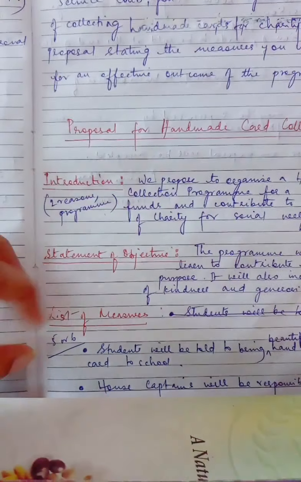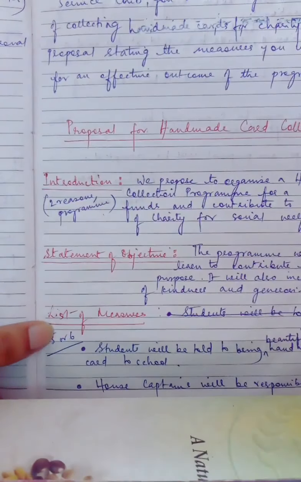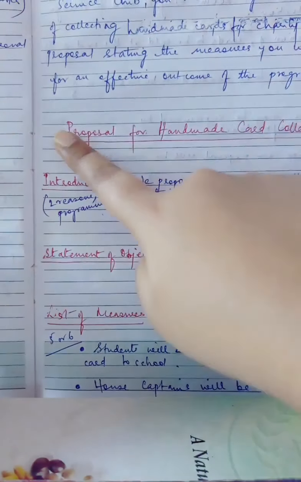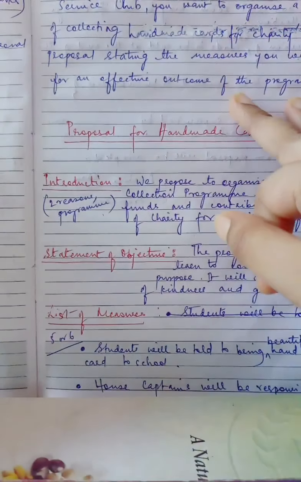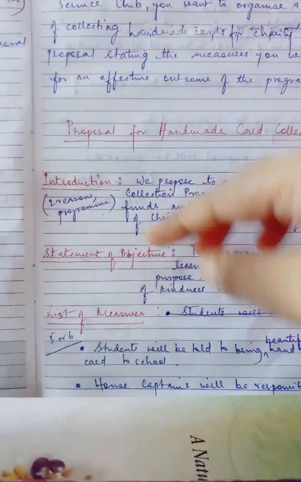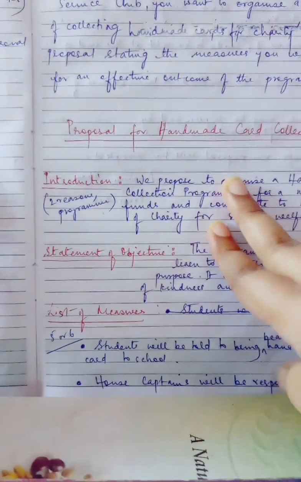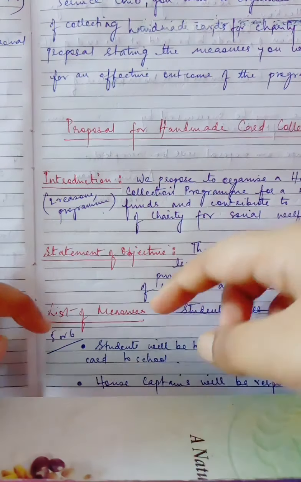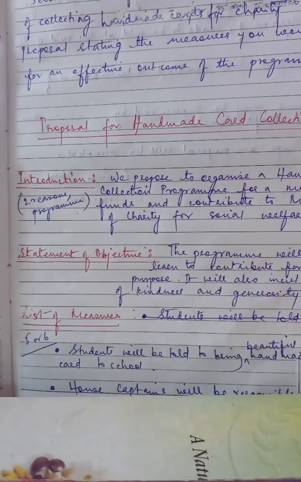Now comes the next part, that is list of measures. Again, in the same position you are going to write list of measures. Introduction, statement of objective, list of measures. Remember, giving heading first, leaving a line, then writing 3 things you have to remember: introduction, statement of objective, list of measures. Introduction you have written, 2 reasons you have to give, directly you talk about the program. Statement of objective, 2 sentences. List of measures, 5 or 6. Remember, list of measures need to be 5 or 6 measures.